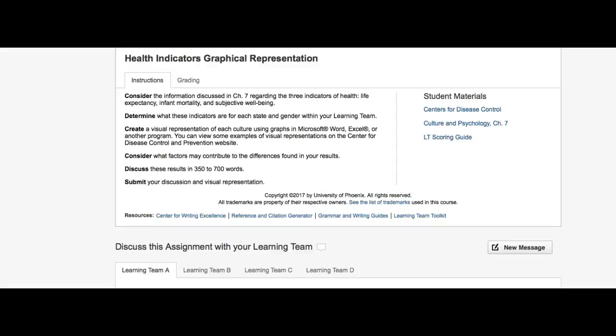All right, I want to clarify the team assignment. For this week, notice it says consider the information in Chapter 7 regarding the 3 indicators of health. And those would be life expectancy, infant mortality, and subjective well-being. They're important. Those are the 3 indicators you're going to write about. So determine what these indicators are for each state and gender within your learning team.